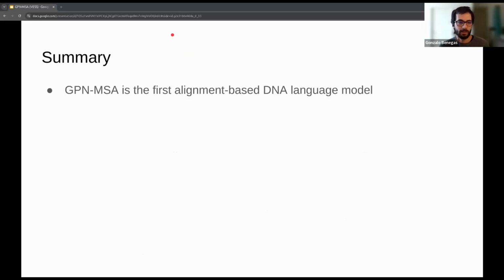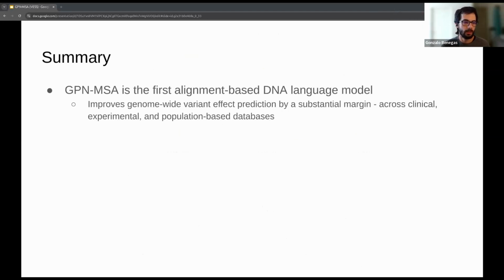So to summarize, on the model development side, this is the first alignment-based DNA language model. And we provide evidence that it improves genome-wide variant effect prediction across clinical, experimental, and population-based databases.